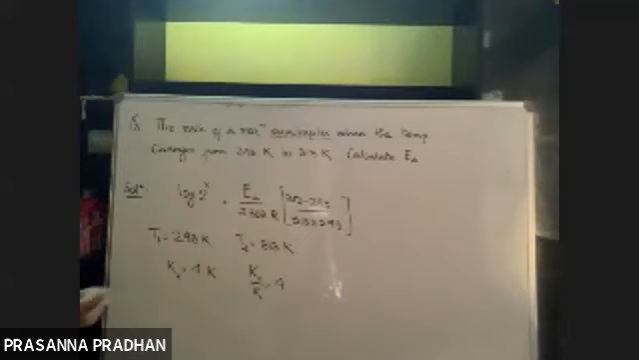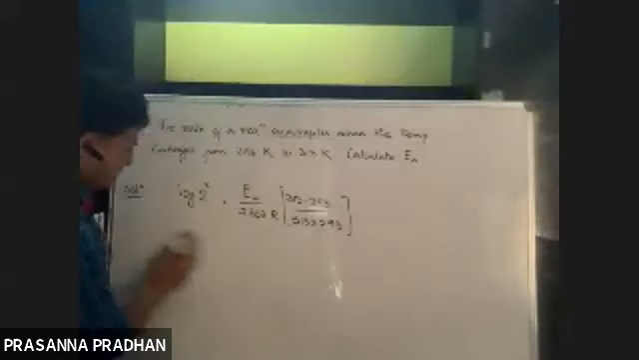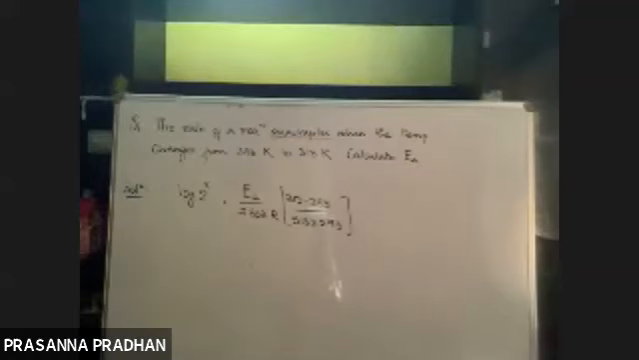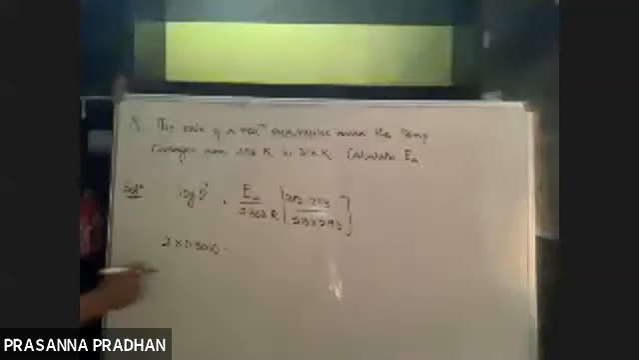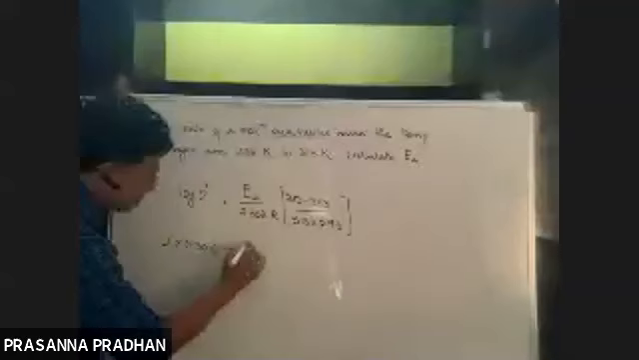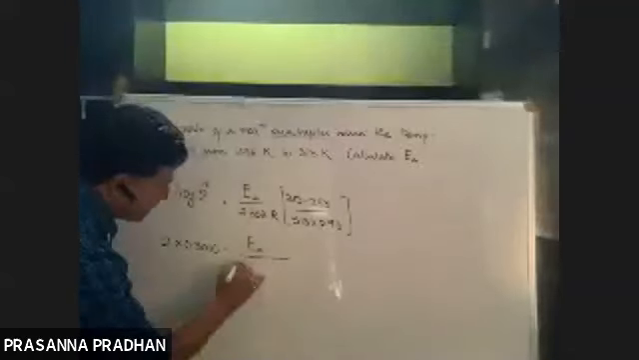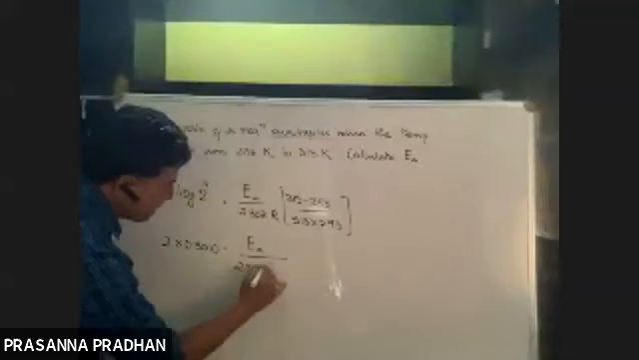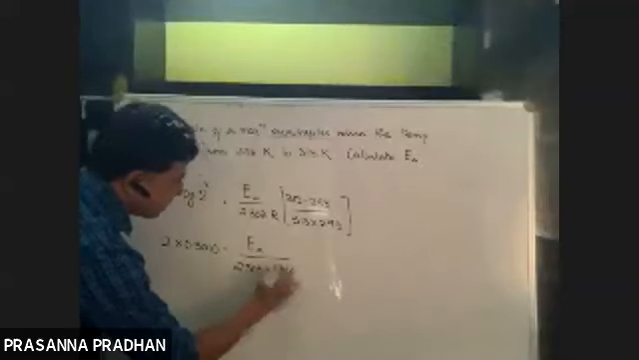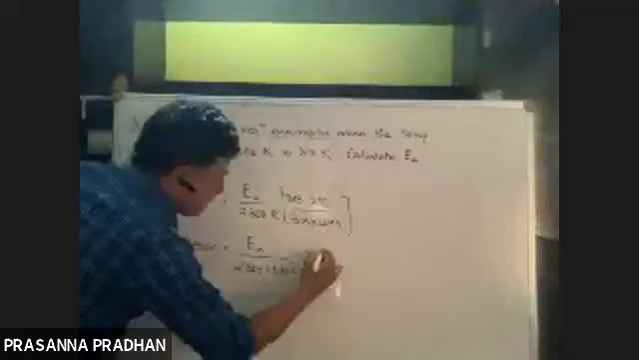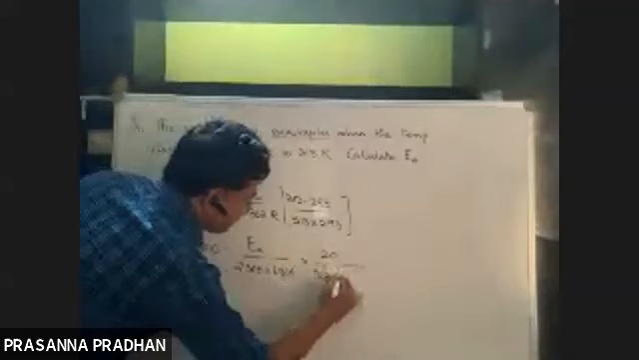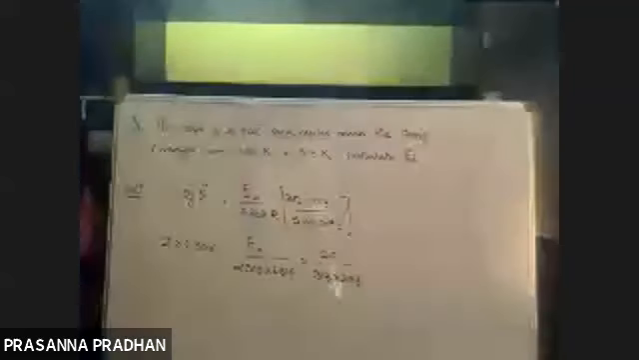So now the chemistry part is over. We just need to carry out the simple calculation. What is the value of log 4? It's 2 log 2, which means 2 into 0.3010, is equal to EA by 2.303 into 8.314 into 20 divided by 313 into 293.